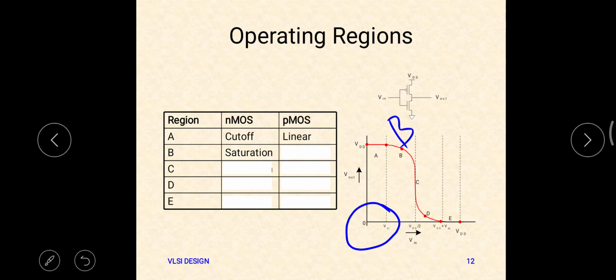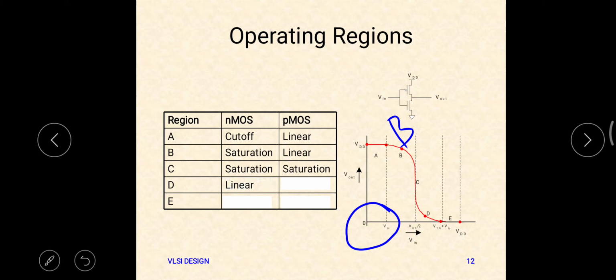In region B, your NMOS will be in saturation and PMOS will be in the linear region. Your output of the CMOS inverter is lesser than in the previous region, because we are increasing the voltage, so now your NMOS starts to conduct and PMOS starts to decrease. In region C, both are in the saturation state, so it is called a sharp transition from high voltage to low voltage.